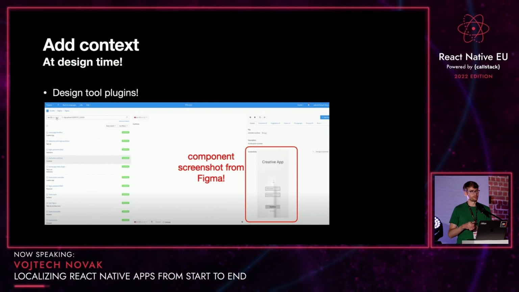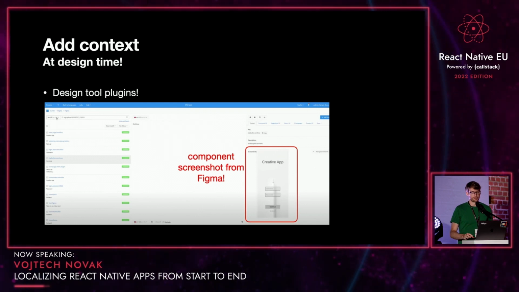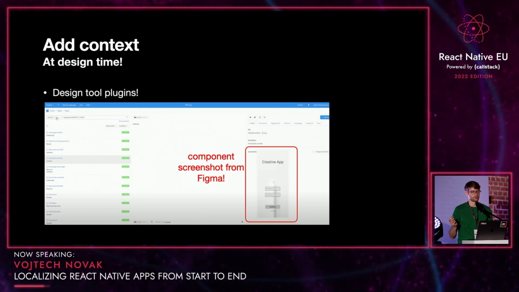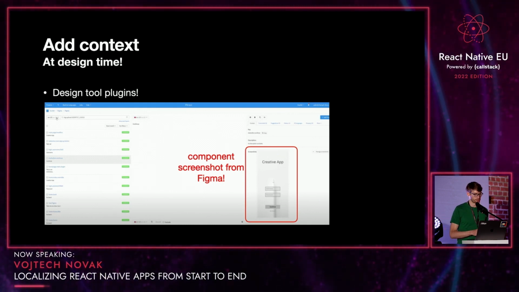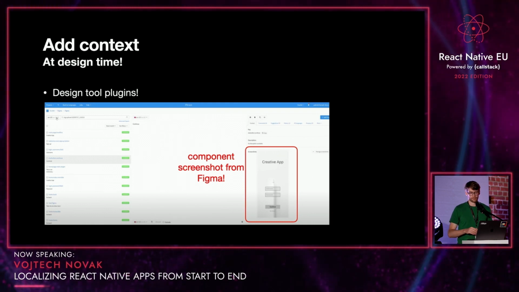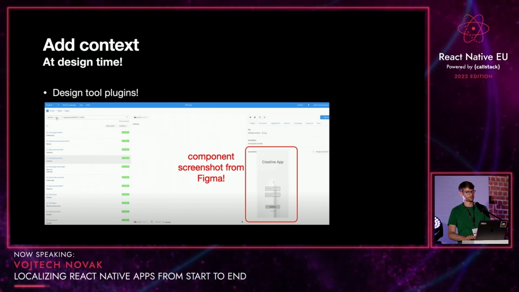When they connect Figma with machine translation, they can get quick feedback on the design. And already at that time, they can define the translation keys, and they can also upload screenshots of their designs from Figma inside of these translation tools. And then when the translator comes to do their job, they have the necessary context. So I think this is a pretty cool tooling.